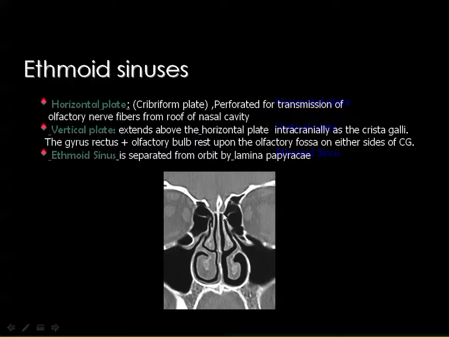The horizontal part is the famous bone known as the cribriform plate of ethmoids. It has two components, a small part on the left and a small part on the right of the midline. The vertical part is known as the crista galli, and this is also part of the ethmoidal complex. Then the ethmoidal air cells are divided into two parts, the anterior ethmoids and the posterior ethmoids. They are separated from the orbit by the medial orbital wall, which is also known as the lamina papyracea.